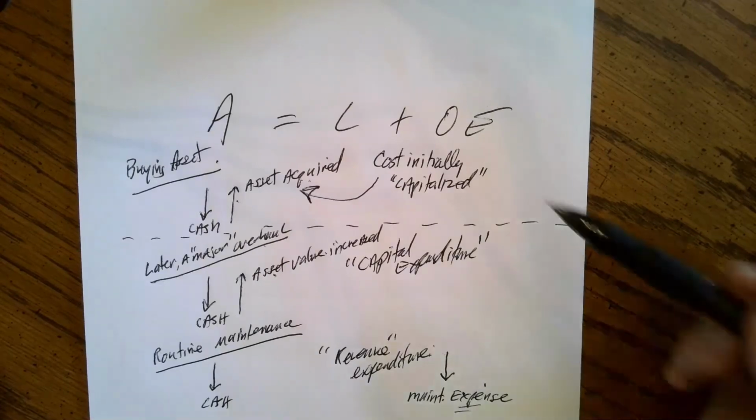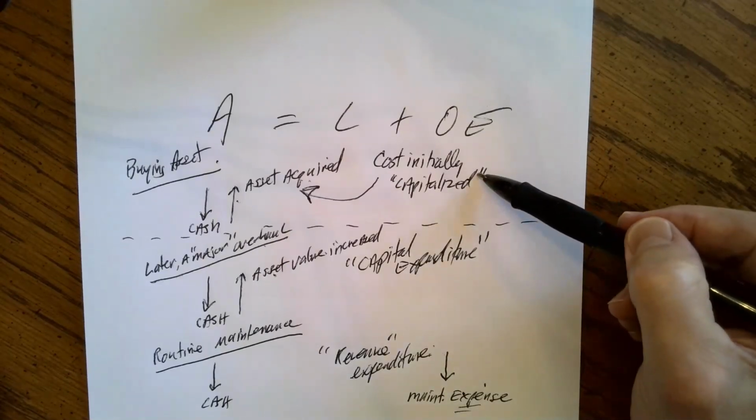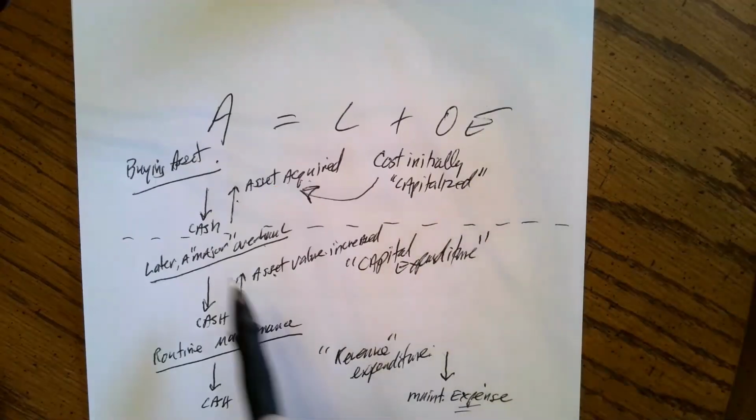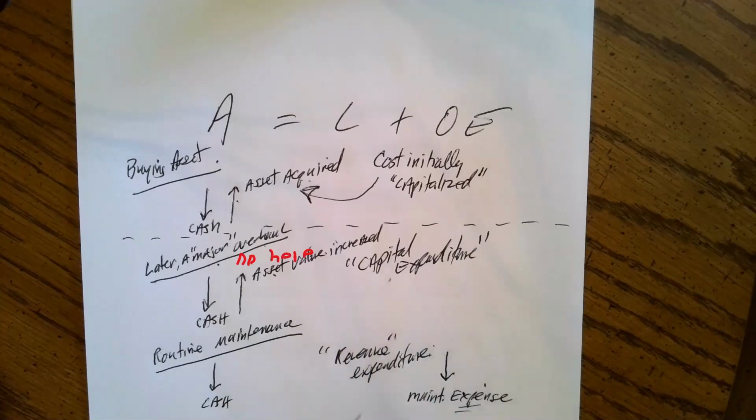So the initial acquisition is called capitalized, and later expending, if it's a major one, it's called a capital expenditure. If it's a routine expense, revenue expenditure.